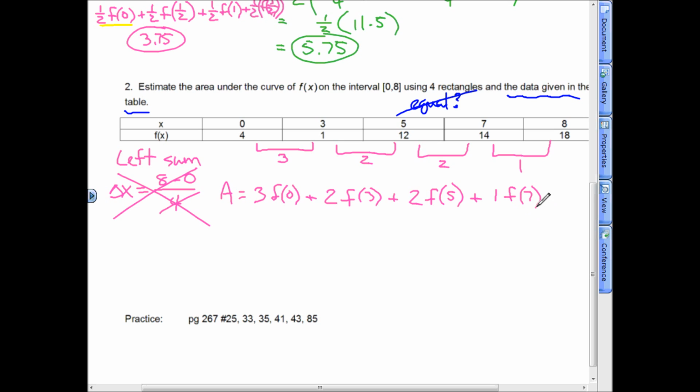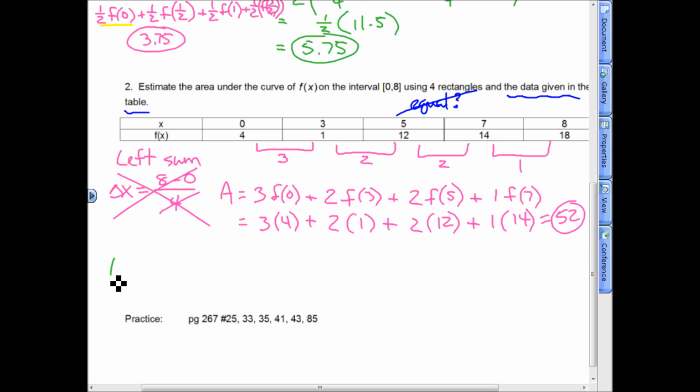And now, what is f of 0? Well, according to the chart, f of 0 is 4. So I have 3 times 4 plus 2 times f of 3, which is 1, plus 2 times f of 5, which is 12, plus f of 7, 1 times that, which is 14. Total all that up, and my left sum comes out to be 52 square units.